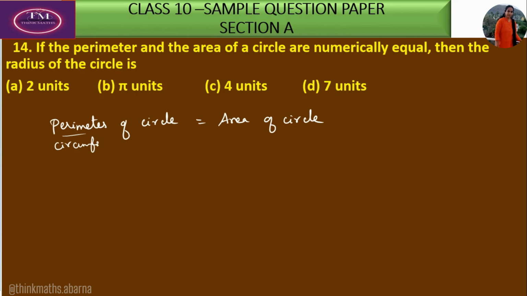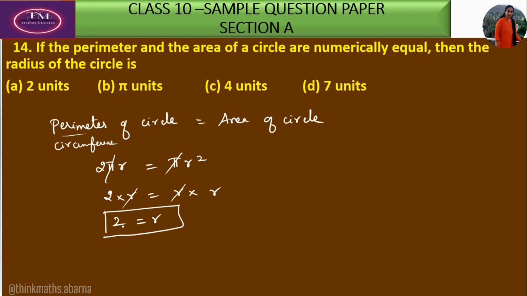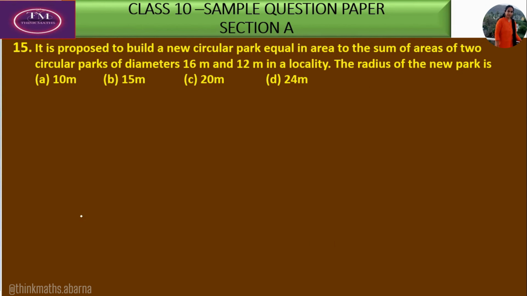So what is the circumference formula? Circumference is 2 pi r. What is the formula for area? It is pi r square. So what gets cancelled? Pi gets cancelled. So we have 2 into r. This r square can be written as r into r. So one r gets cancelled on both sides. So we will get 2 is equal to r. That means radius r is equal to 2 units. So option A is our right choice. Very simple, isn't it? So moving on to the 15th question.